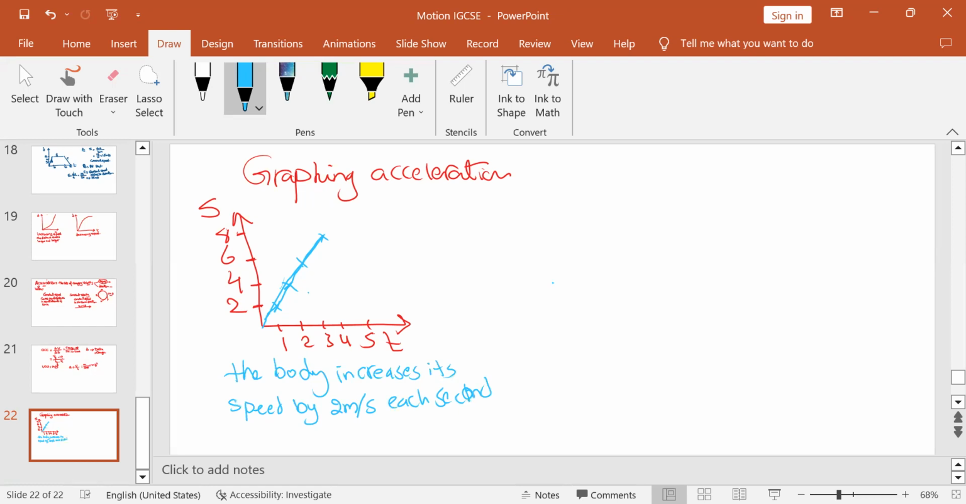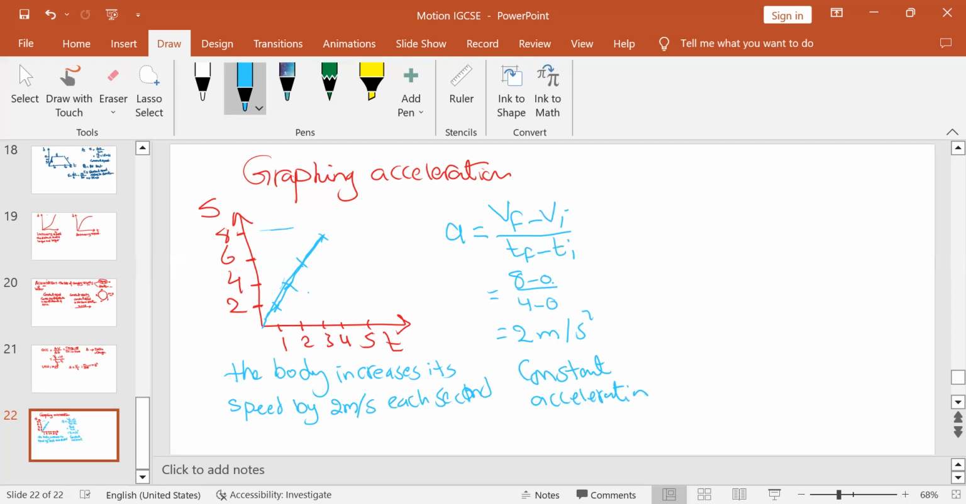So to find the acceleration here, you will apply the formula V final minus V initial over T final minus T initial. V final was 8 minus 0 over 4 minus 0. So it will be 2 meters per second square. So here we have constant acceleration. Body increasing its speed uniformly.